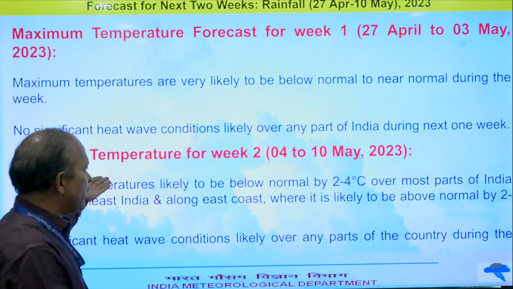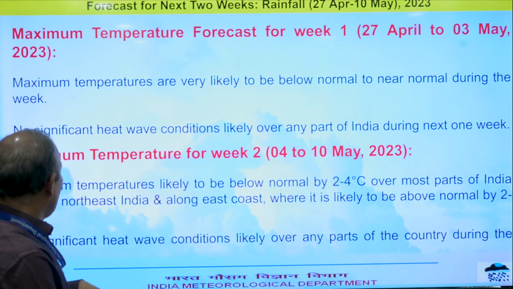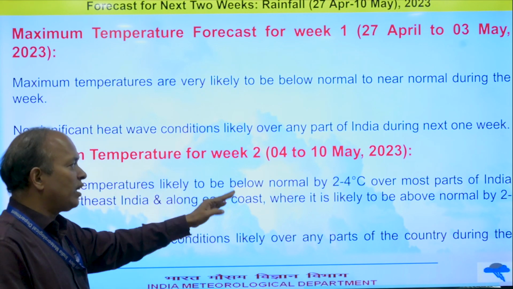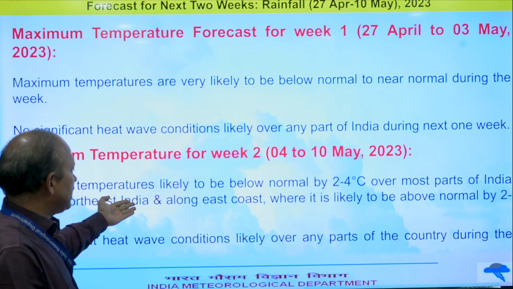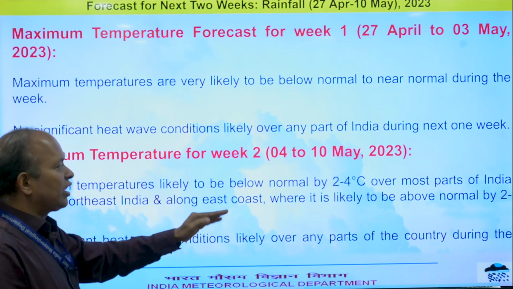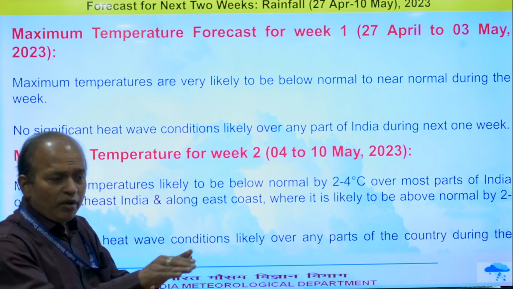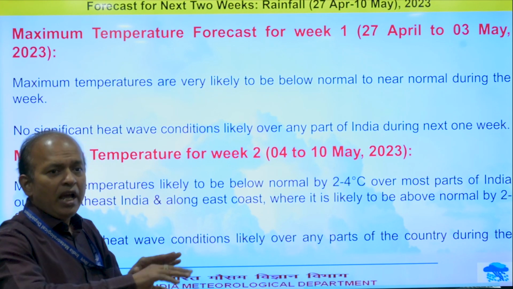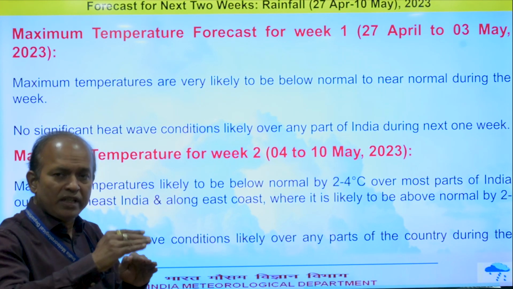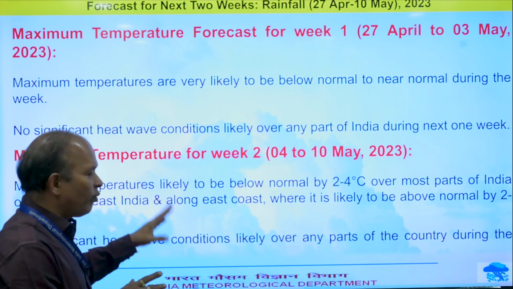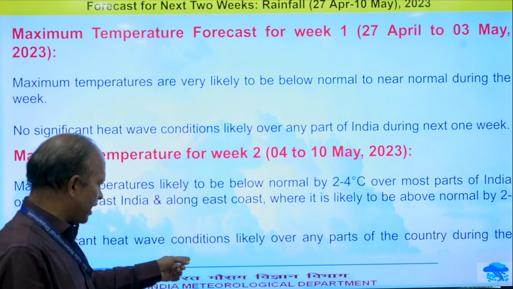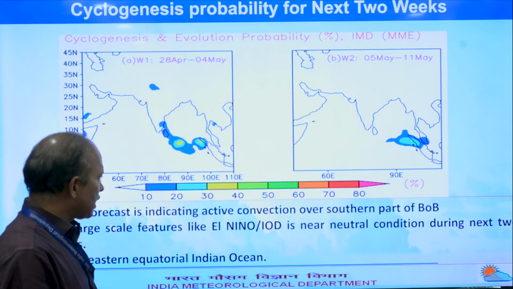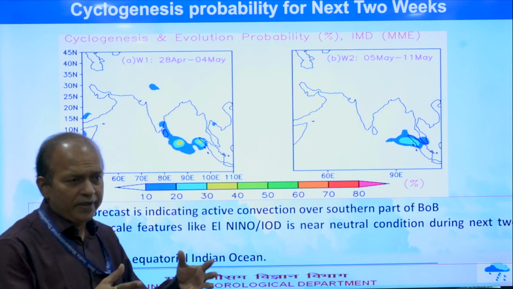Similarly, in the second week also, maximum temperature is likely to be below normal by 2 to 4 degrees over most parts of India, except northeast India and along the east coast, where it is likely to be above normal. So except parts of east coast India and northeast India, where temperature can be slightly higher than normal, overall it will be below normal, and no significant heat wave even in the second week.